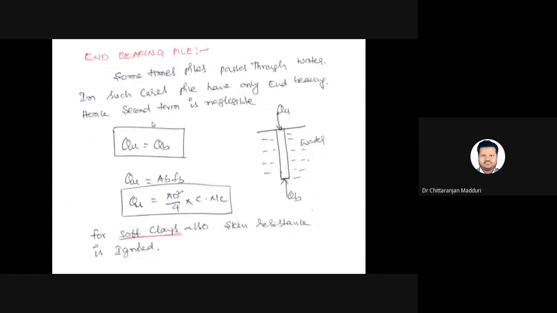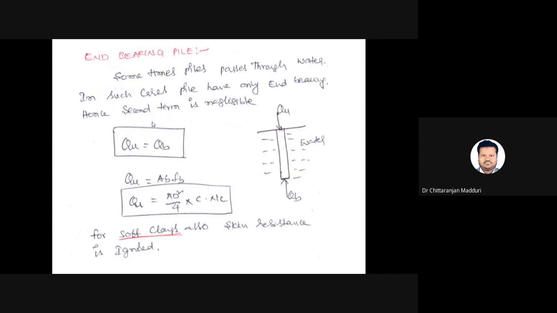Suppose for an end-bearing pile only, sometimes piles pass through water. In such a case, the pile has only end bearing, hence the second term is negligible. So in the case of water, the friction between water and pile is nil. That's why the second term becomes negligible. So ultimate load carrying capacity is equal to the load carried by the bottom tip of the pile. So Q is equal to pi d square by 4 into C Nc.